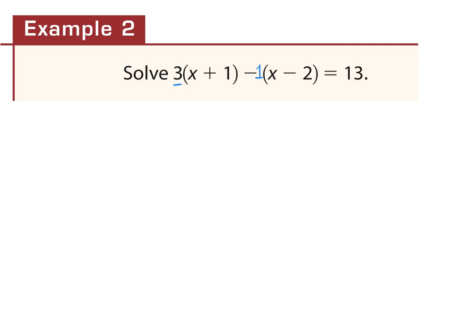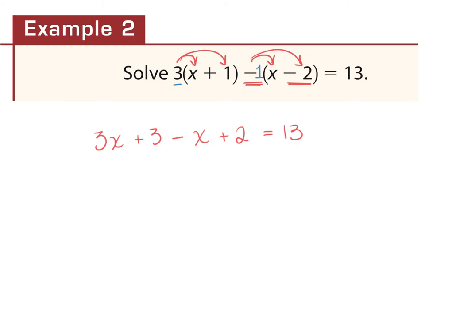That is what I'm going to distribute, all right? So I'm going to take the 3 and I'm going to multiply through. 3 times x is 3x. 3 times positive 1, positive 3. Negative 1 times positive x is negative x. Negative 1 times negative 2, positive 2. So pay attention to your positives and negatives there as you multiply and distribute, all right?